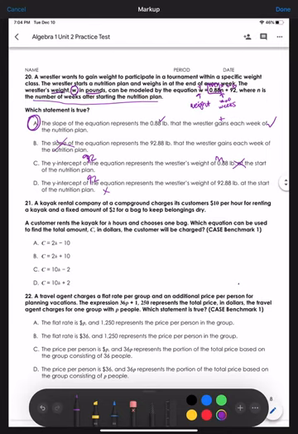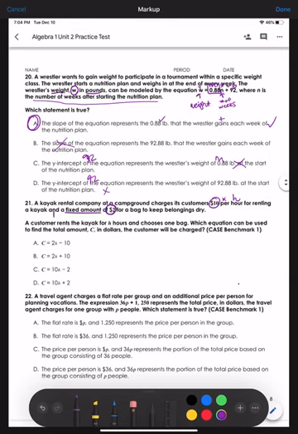All right, next one. 21 says a kayak rental company at a campground charges its customers $10 per hour. I'm taking some notes here. Per means times hour for renting a kayak, and a fixed amount, that means same as a flat rate, of $2 for a bag to keep belongings dry.